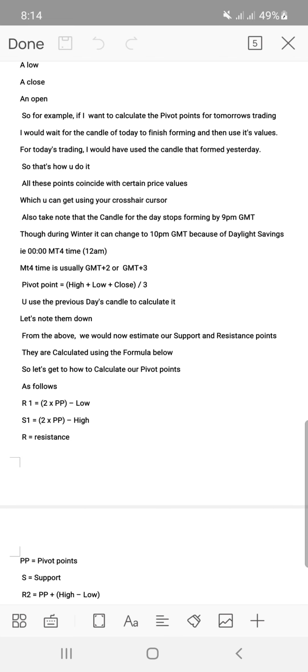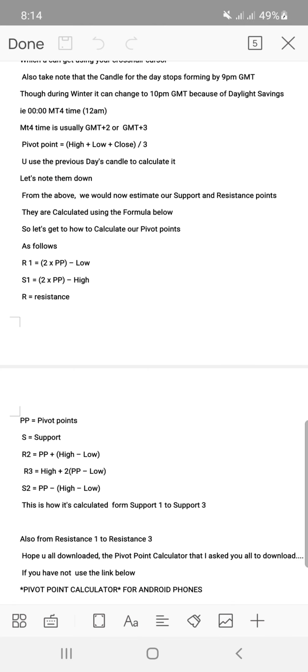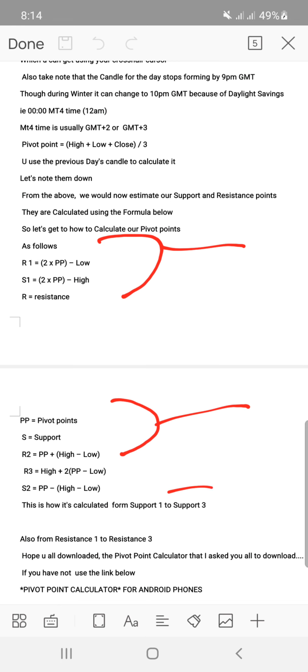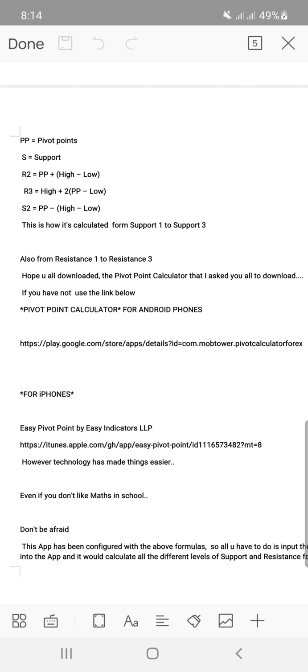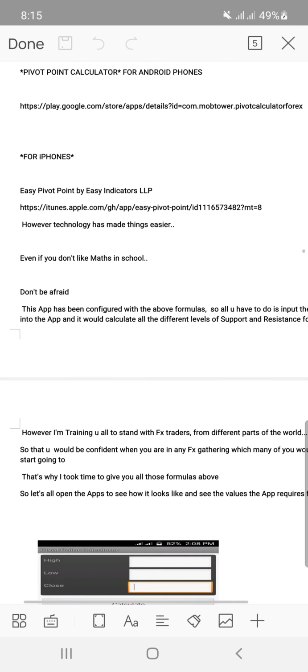You understand? So these are some calculations they use to calculate some of the points, but we don't need it, because we are looking for easier methods. Well, just in case you want to know how it is done manually, these are the calculations you need. So, like I said in the basics when I was teaching, you need to download the Pivot Point Calculator app, right?